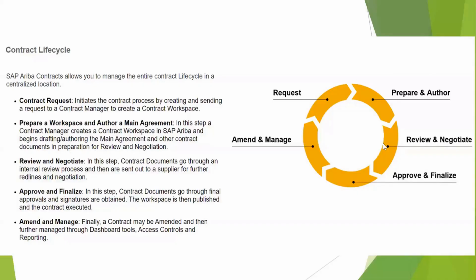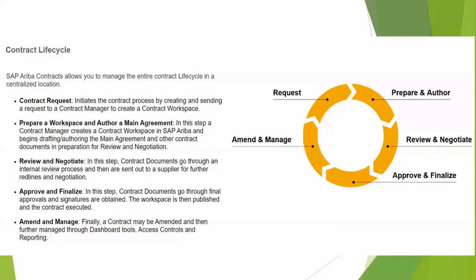We have prepared the document, internally reviewed sufficiently. Approvals have been procured and we send it to the signature by the supplier. When we send it for signature, both the parties will sign and we execute the contract. How do we execute? Once you publish a contract workspace, then the contract is executed automatically. This will complete one cycle of contract management.